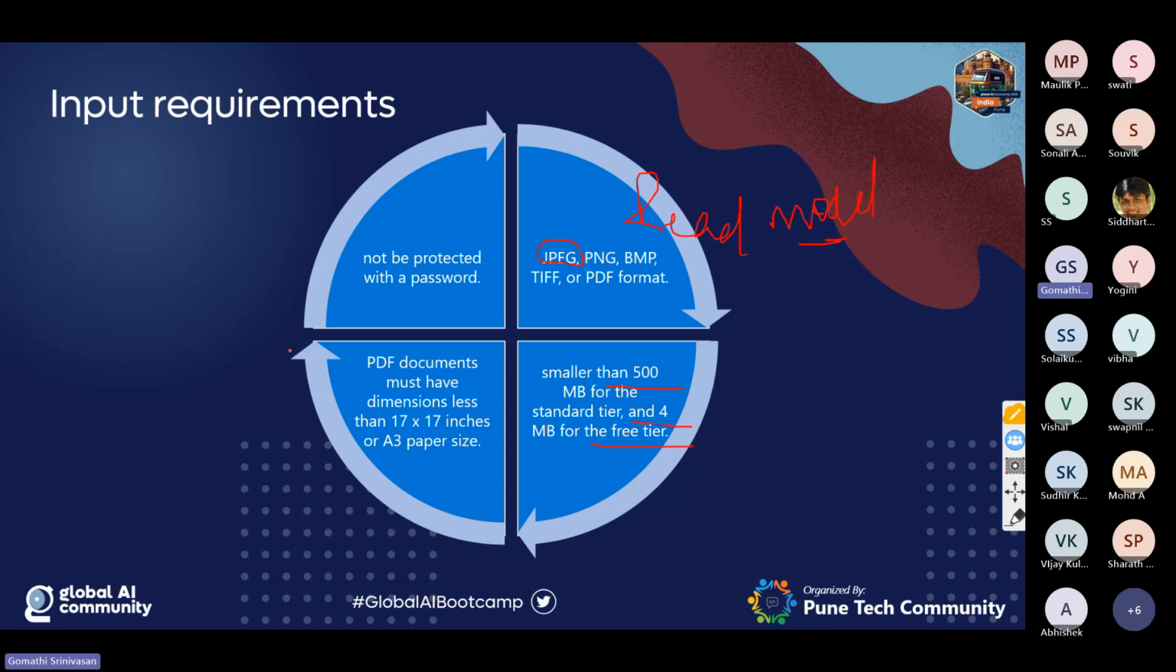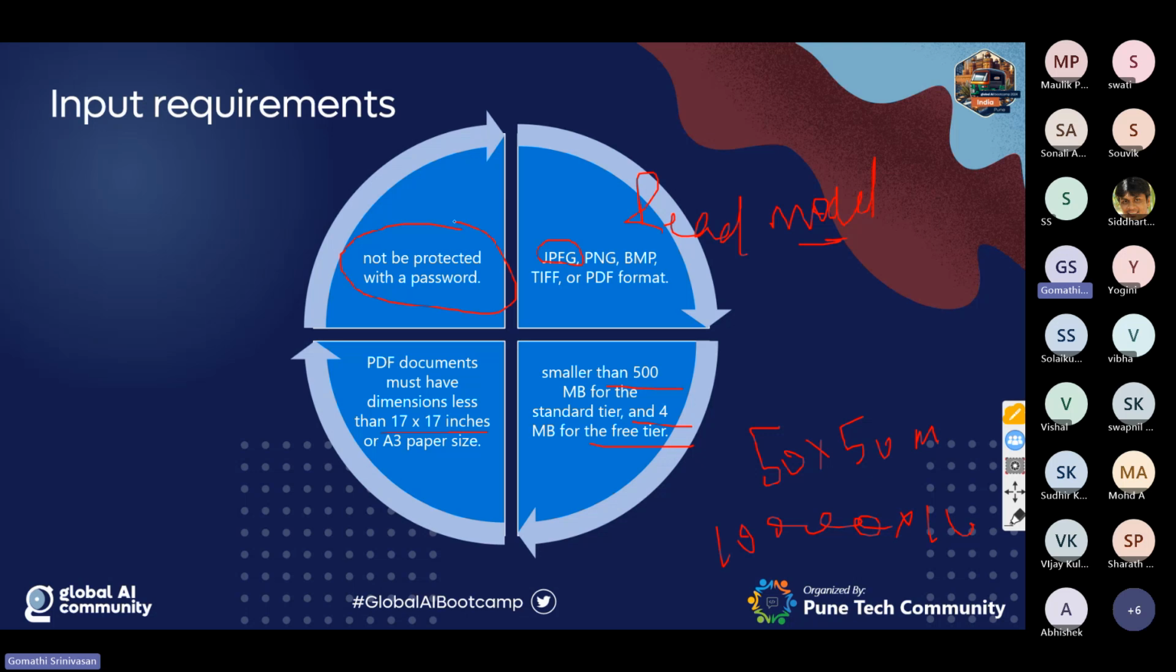The next one is the image dimensions. Whenever you are inserting an image, it should have a dimension between 50 by 50 pixels and 10,000 by 10,000 pixels. And PDF documents must have a dimension of 17 by 17 inches or A3 paper size. PDF documents must not be protected with a password, because we are just giving input as a document or an image format. It should not be protected with a password. That is very, very important.